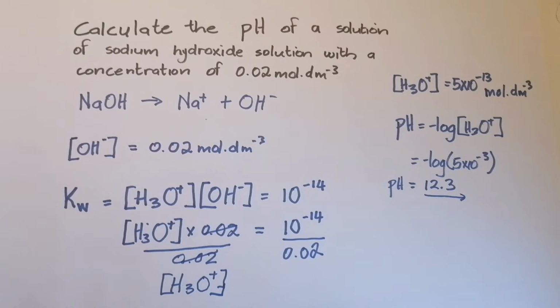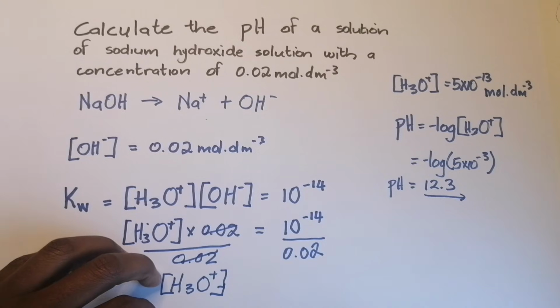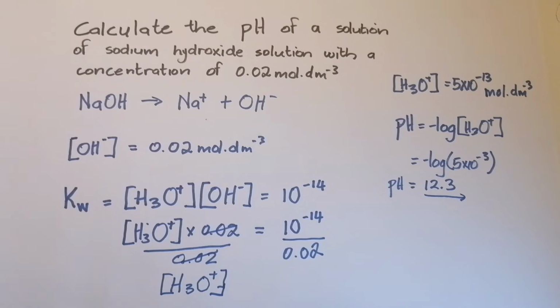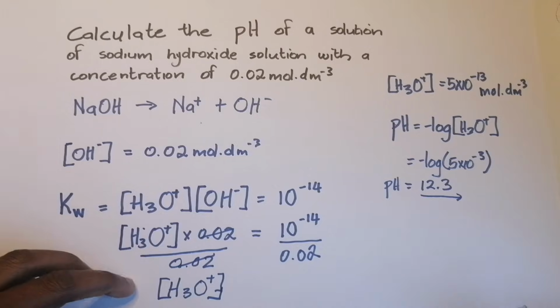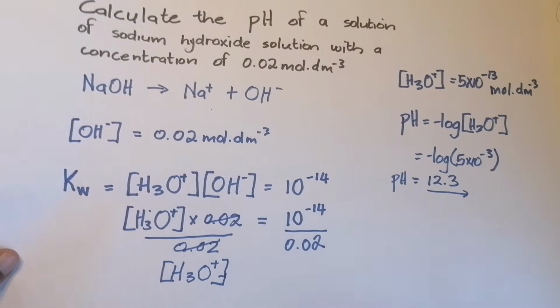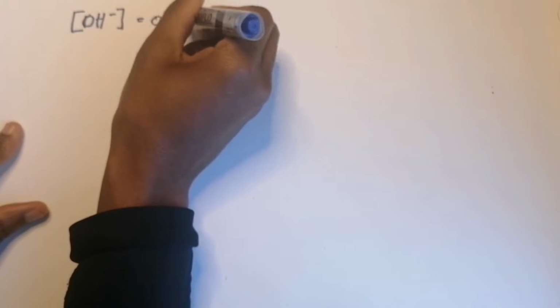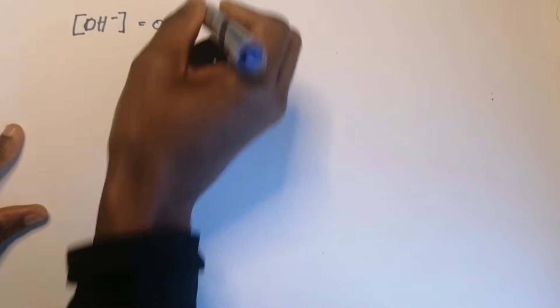The other method of using pOH is not there in your data sheet, but for some people, I've heard that they find that a little bit easier. Now what I'm going to do with you just now is show you another way of calculating the same thing using another method. I'm just going to take this away. Now remember, we already had found the concentration of our hydroxide ions, and we found that to be 0.02 moles per cubic decimeter.